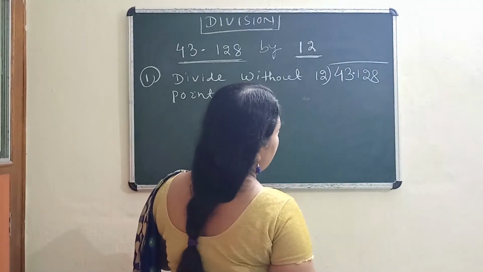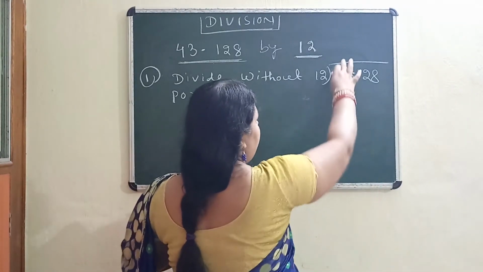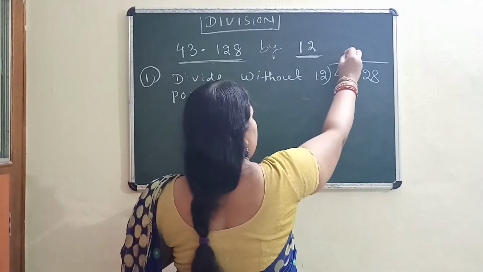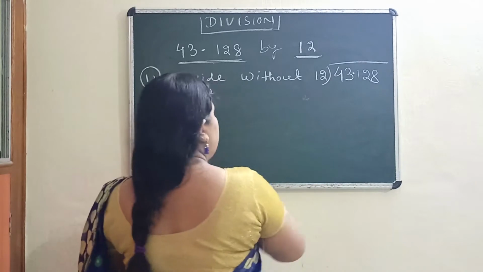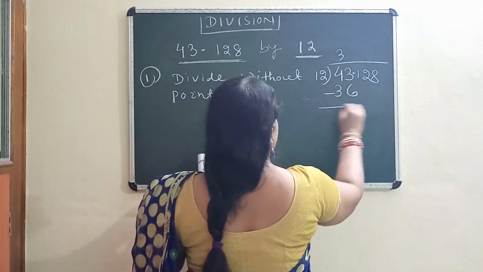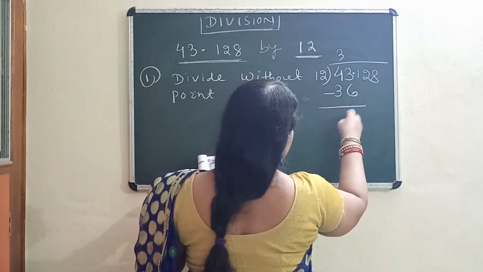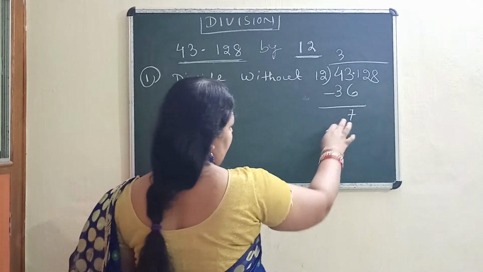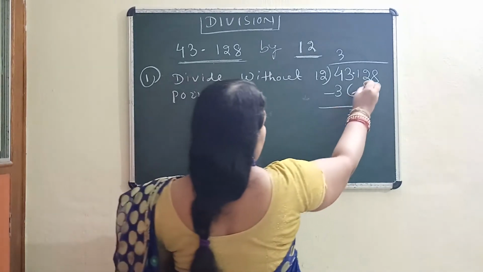12 2s are 24, 12 3s are 36. If you keep 4 here, it will be more than 43, 48. 12 4s are 48. So we can reach up to 12 3s. 12 3s are how much? 36. How much is left out? Minus: 13 minus 6 is 7, and here 0. Okay. 7 is left.